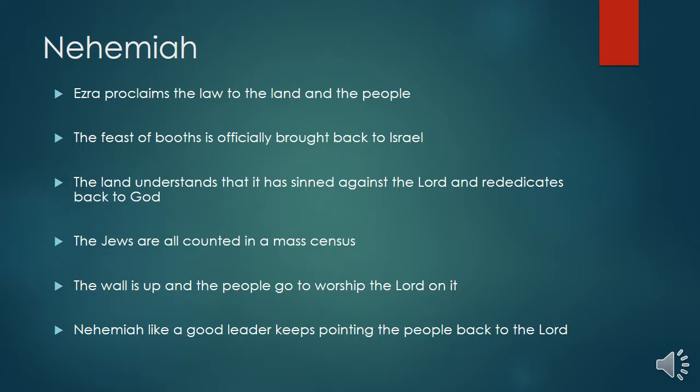The Jews are all counted in a mass census. The wall is up, and the people go to worship the Lord on it. So even after all the trials they've had, they worship the Lord on this wall. Nehemiah, like a good leader, keeps pointing the people back to the Lord. So Ezra and Nehemiah both constantly pointing people back to Christ.